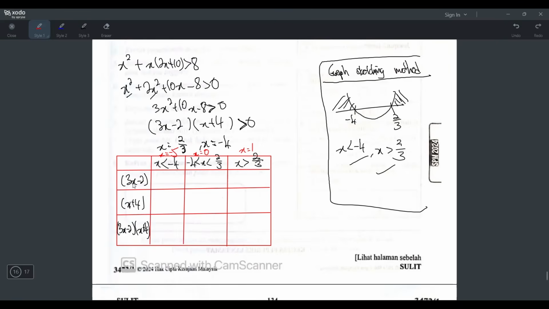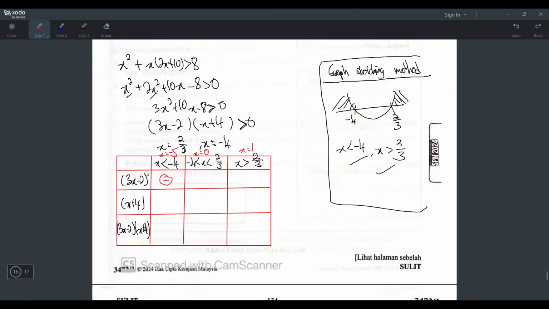So now you sub the x inside here and see whether you get negative or positive. Okay, I'll do it a bit fast, so I will not write any working. I will just straight away sub the negative 5 here. Negative 5 times 3, negative 15. Negative 15 minus 2, negative 17. So it's negative. Yeah, because you get negative 17, right?